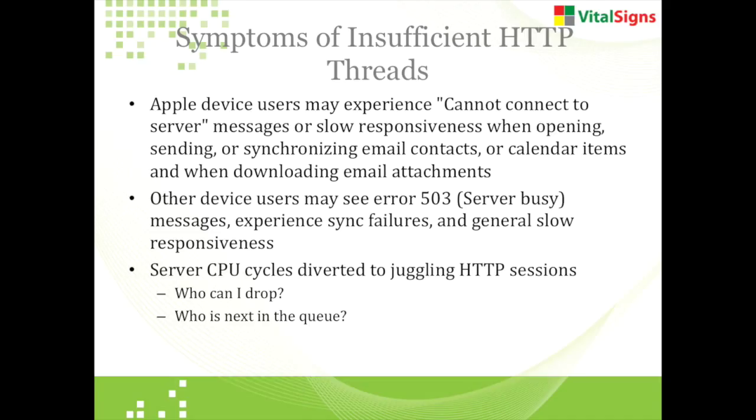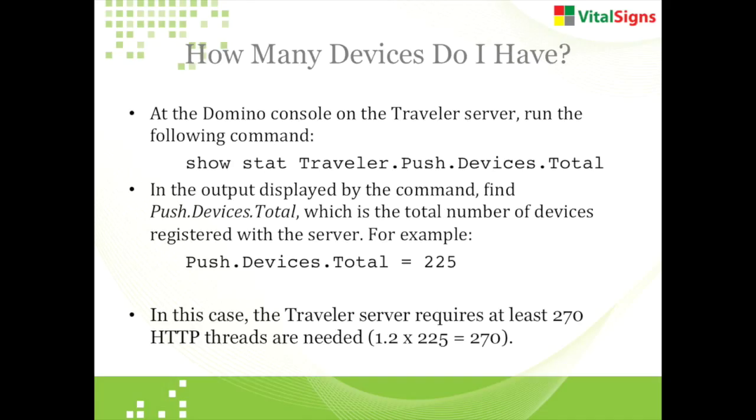So the server only has 400 threads. It's got 500 people asking for threads at any given moment. So it's trying to say, okay, who can I drop? Who's next in queue? Okay, now who can I drop? And this consumes time and attention of the Traveler server, which would otherwise be spent syncing devices.